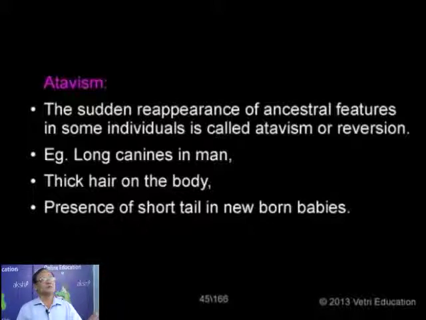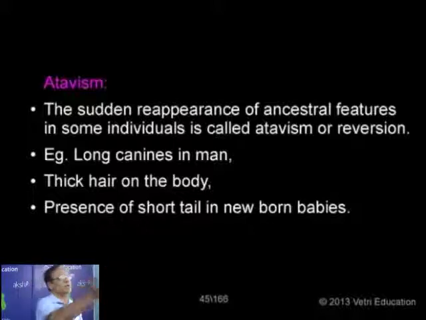Some examples of atavistic characters: presence of long canines, an ancestral character. Our ancestors had more or less long canine teeth for tearing the flesh. Thick hair on the body: we have descended from a common ancestor having thick hair, just like gorillas, orangutans, etc. Now the presence of a short tail, the ancestral character. We and the chimpanzees have descended from a common ancestor, and that ancestor had a tail. So these are also in support of our evolutionary process, the organic evolution.